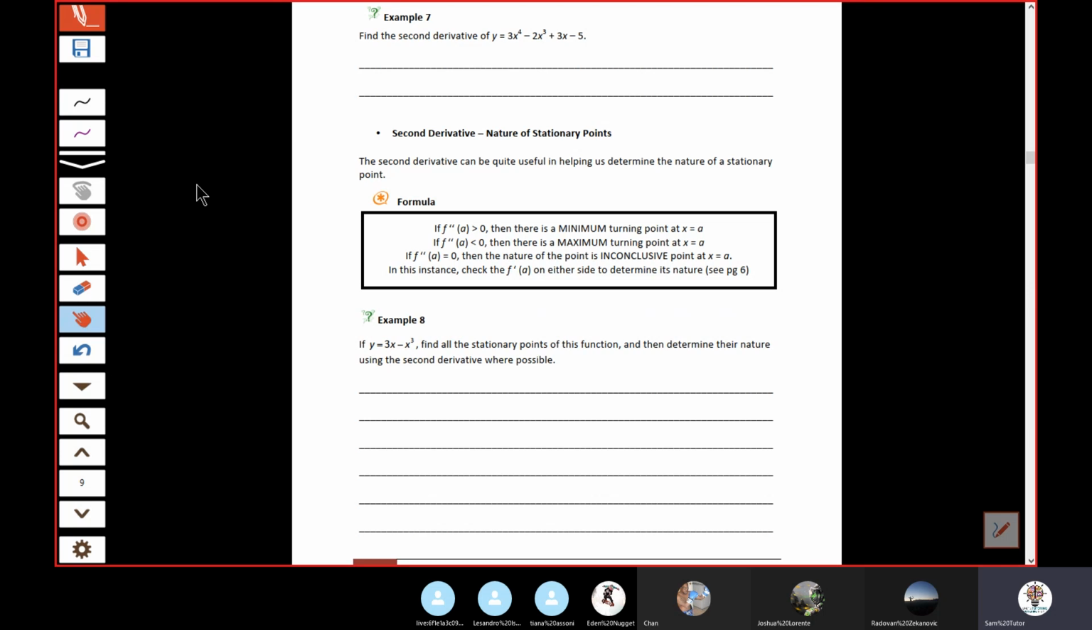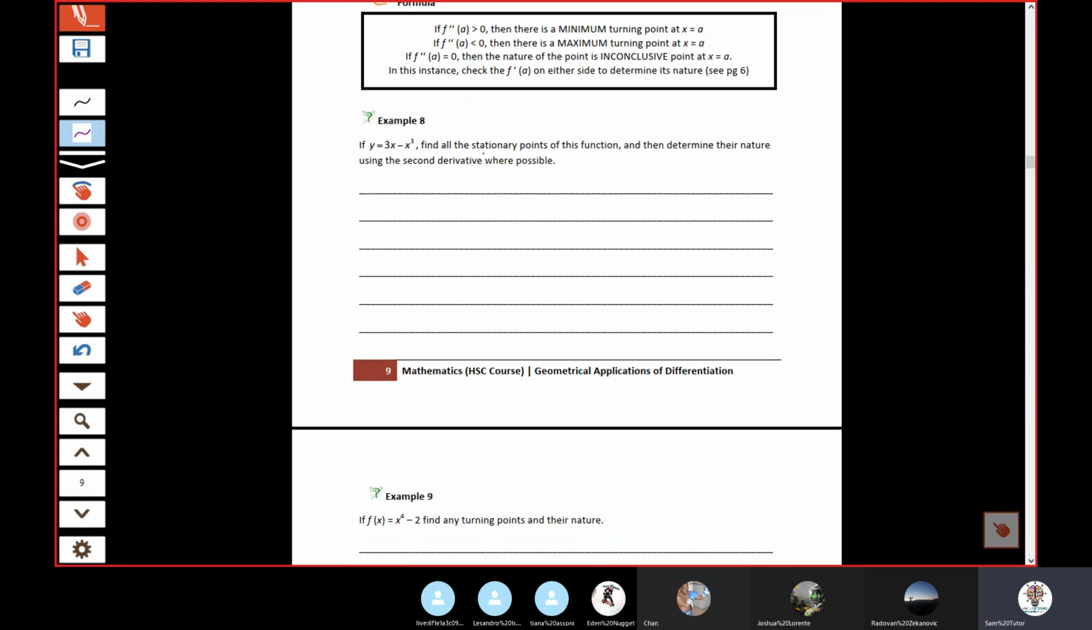Okay, let's do it. Second derivative of this, y dash equals 12x cubed minus 6x squared plus 3, and then y double dash is 36x squared minus 12x.